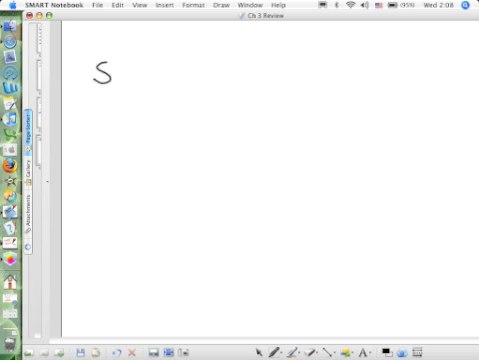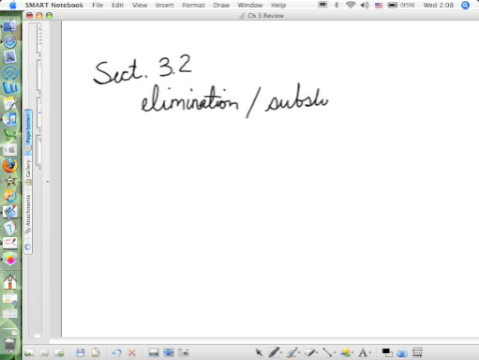So from Section 3.2, you need to be able to do elimination and substitution. And I say and. I'm not going to make you use one or the other. You use whichever one you're most confident with.